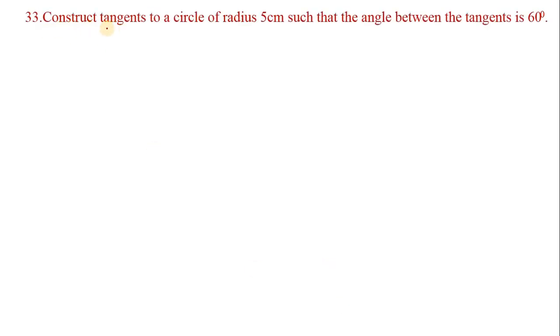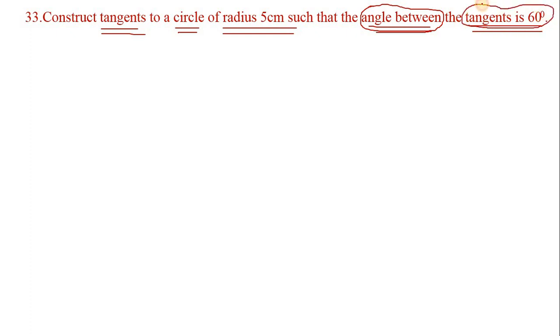Next, let us move on to the last problem of this class. Construct tangent to a circle of radius 5 cm such that angle between tangents is 60 degree. This kind of problem also definitely will come for the exam. Understand the problem. Here we have to construct tangent to a circle. The circle radius is 5 cm. And a very important thing you want to understand is that here the angle between the tangents is 60 degree.